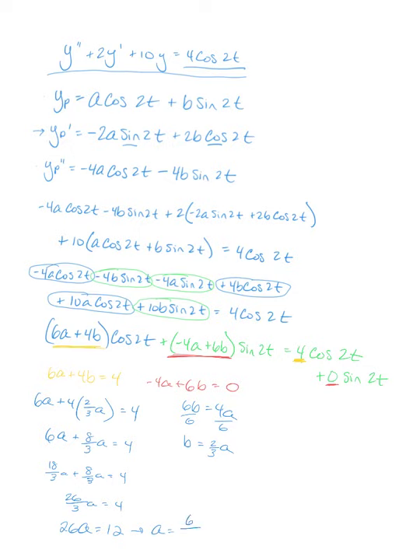6/13, which means that b, 2/3 times 6/13. Let's see, 6 over 3 is 2, so that's 4/13. Okay, so I've got my y particular. It is this equation, but I'm going to replace the a with a 6/13 and a b with the 4/13. So y particular is 6/13 cosine 2t plus 4/13 sine 2t.